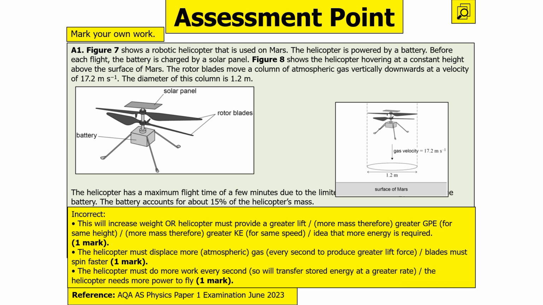Now the helicopter must also displace more atmospheric gas every second to produce this greater lift force, so the blades will have to spin faster to accommodate this. So ultimately the helicopter will need to do more work every second, so it will be transferring more energy at a greater rate, so you'll need more power. So in fact it would need more power to work.